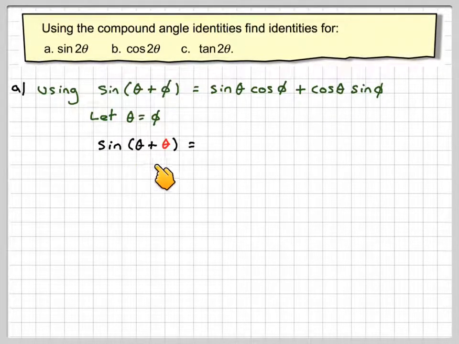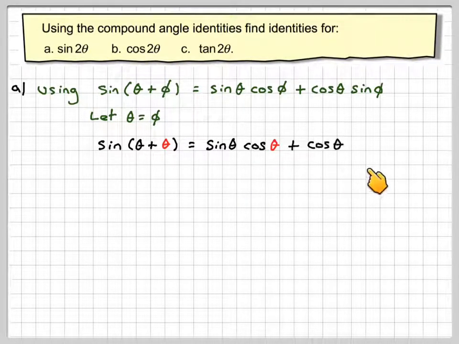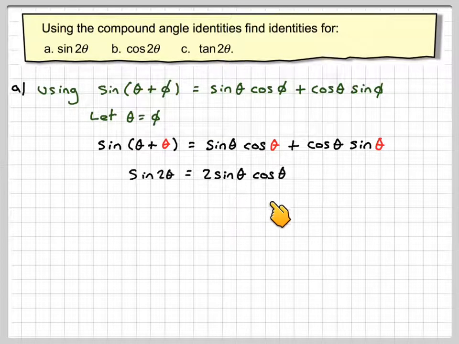We now get sine of theta plus theta, which is sine theta cos theta, and then cos theta sine theta. That now gives me two lots of sine theta cos theta, and theta plus theta is 2 theta. So we get sine 2 theta is 2 sine theta cos theta.